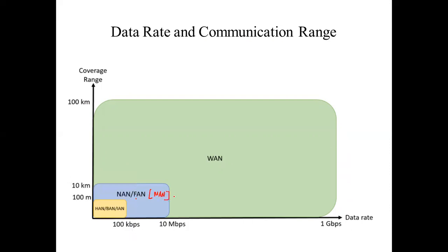Sir, logically speaking, I have a doubt. If we're using a WAN, its range is up to 100 kilometers. So if the range increases, shouldn't the speed decrease?